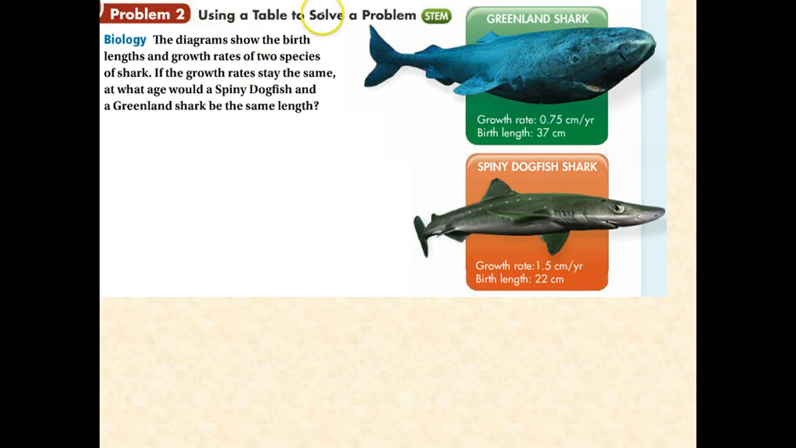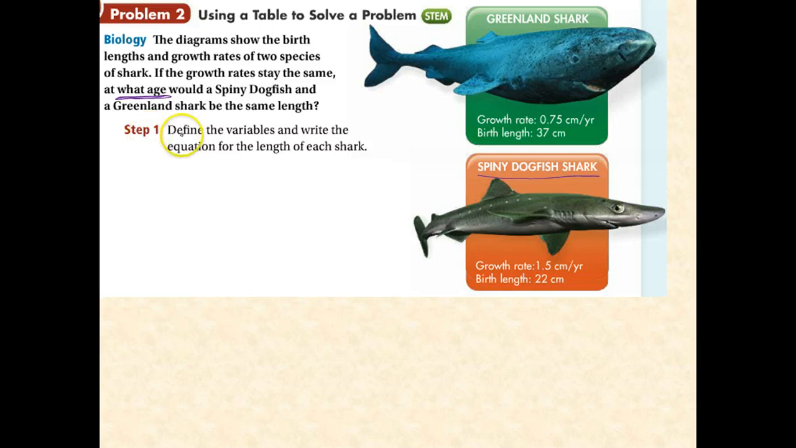Alright, so we can use a table to solve a problem involving strange-looking sharks. The diagrams show the birth lengths and growth rates of two species of shark. If the growth rates stay the same, at what age would a spiny dogfish shark and a Greenland shark be the same length? Well, doing this problem was worth it already, just because I learned that there's something called a spiny dogfish shark, because that's pretty awesome.